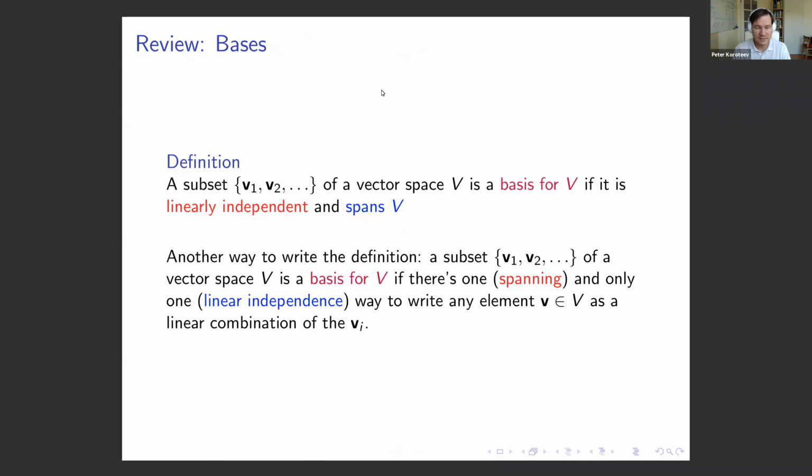Another review of bases: a subset V1, V2, etc. of a vector space V is a basis for V if it is linearly independent and if it spans V. To put it differently, a subset of a vector space is a basis if there is one, which means it's a spanning property, and only one way, so that the vectors are linearly independent, to write any element from this vector space as a linear combination of vectors V sub i.